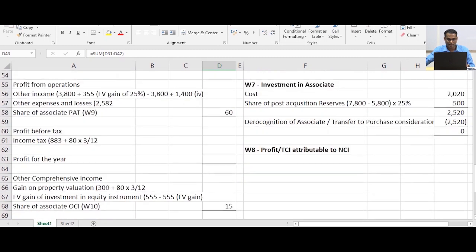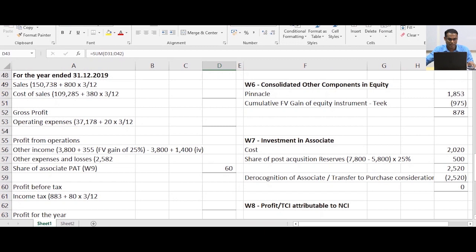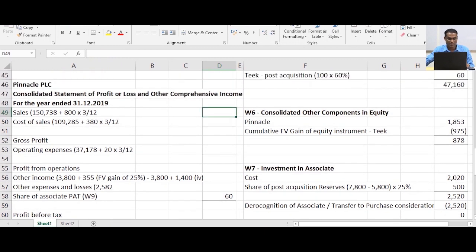Even in the income statement I have completed all the workings. The only thing is, after deriving the group profit and the group total comprehensive income, I need to attribute that to the equity holders of the parent and to the non-controlling interest. But before moving to that, let me complete the income and the expenses of the consolidated income statement and other comprehensive income.